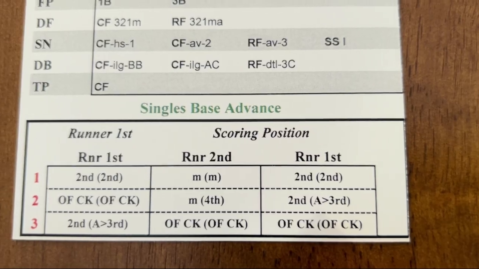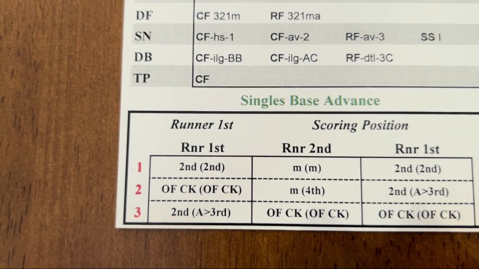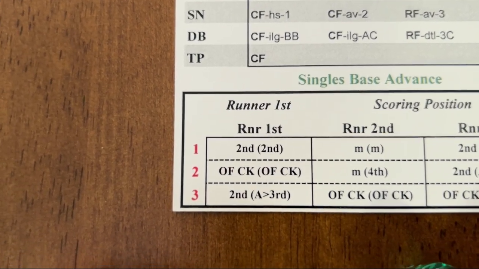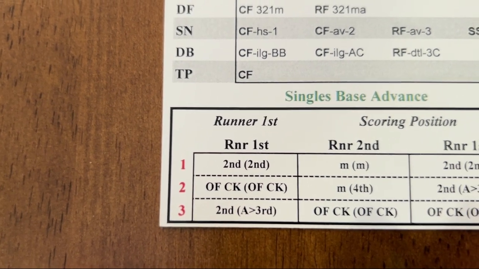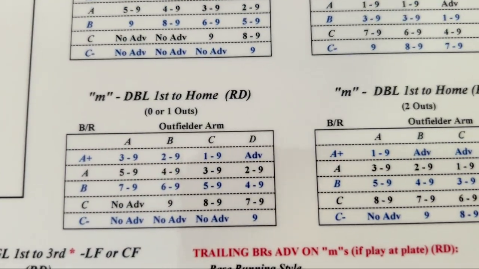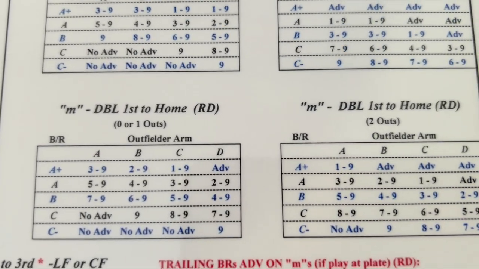So you'll notice, like on a single where you have a 3, runner on first would only go to second. But if there's 2 outs, if he's an A or better, he goes to third. So that's how the game handles 2 out advances with singles. But with doubles, they handle it via the chart. And you're going to check the fielder's arm against the base runner's speed.